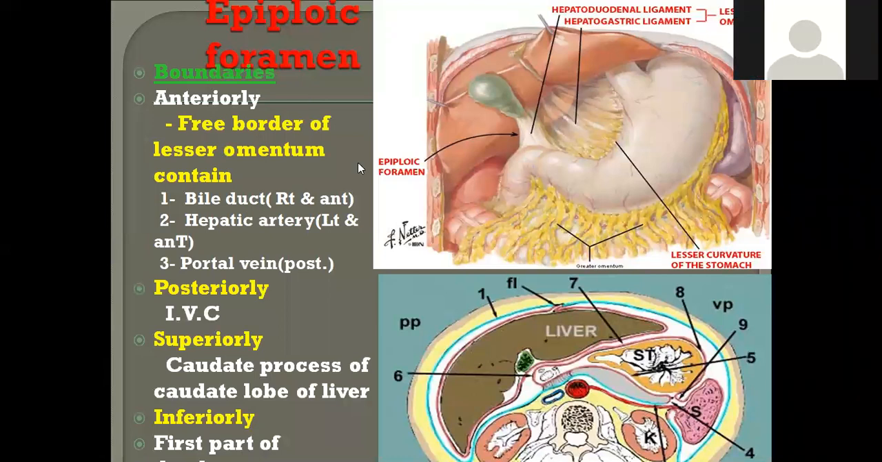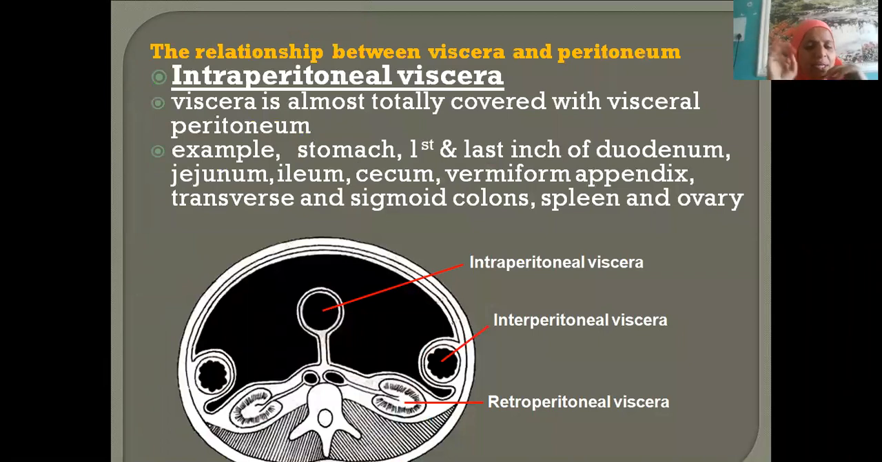Now we are just classifying the visceral organs. This is the overall thing about peritoneum, isn't it? The relationship between viscera and peritoneum. Suppose the viscera is completely covered with peritoneum, like the stomach. The peritoneal reflection has come from the liver and is completely covering the stomach. So if the peritoneal covering is completely enclosing the visceral organ, then you use the word intraperitoneal viscera. Viscera is almost totally covered with visceral peritoneum.